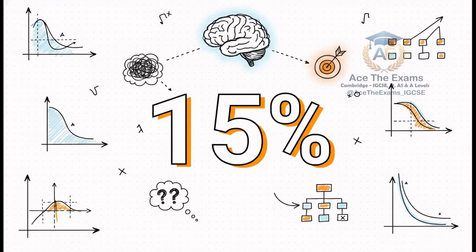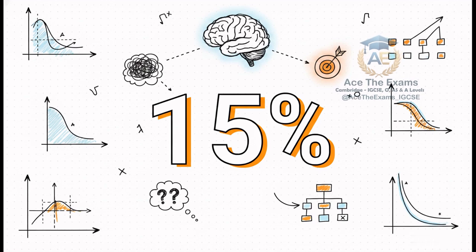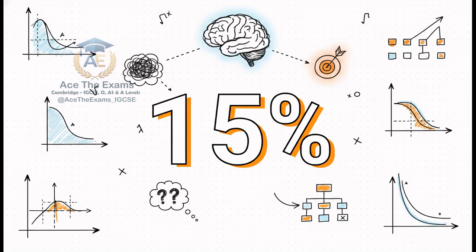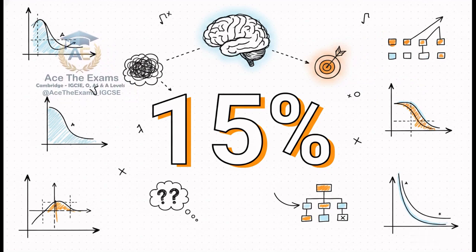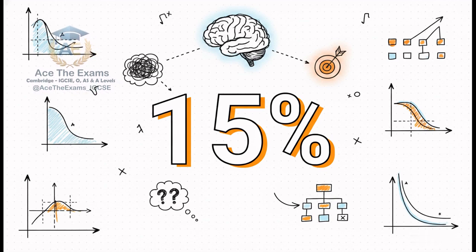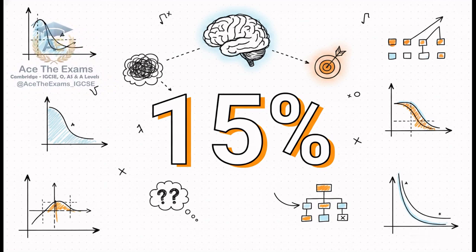15%. I really want that number to sink in for a second. 15%. That is the approximate weight this single topic, drawing and using kinematic graphs, carries in your total examination marks. It is a massive chunk of your final grade. Think about that. The examiners are looking for candidates who don't just blindly memorize formulas. Anyone can do that. They want candidates who execute high-level analytical thinking under immense pressure.